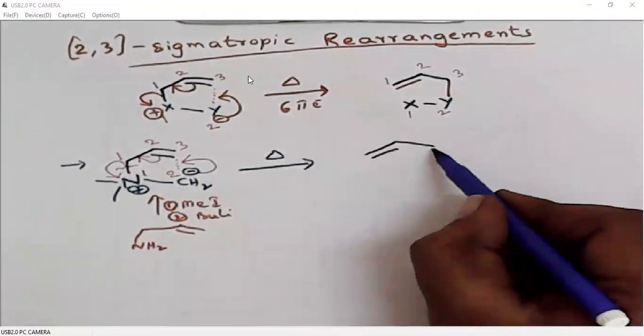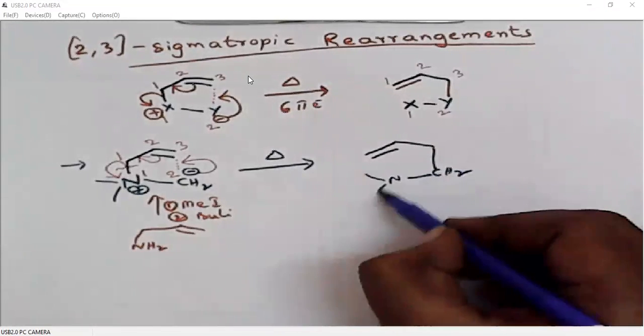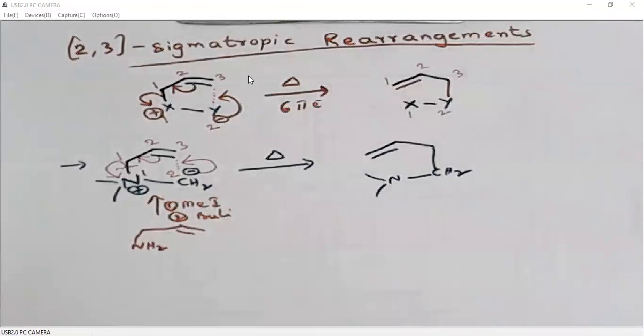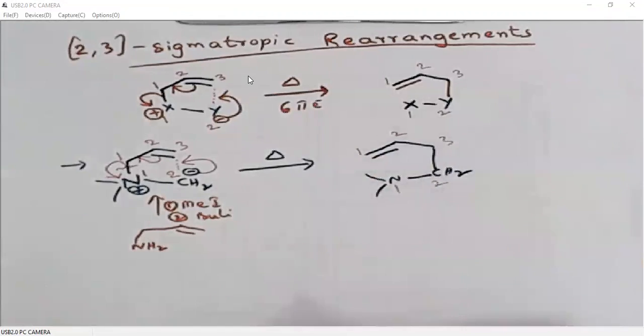So don't change the carbon skeleton. For simplicity, I am writing it. If you want, we can also give the numbering 1, 2, 3, 1. So this is the product in a 2,3 sigmatropic rearrangement involving quaternary ammonium salts.